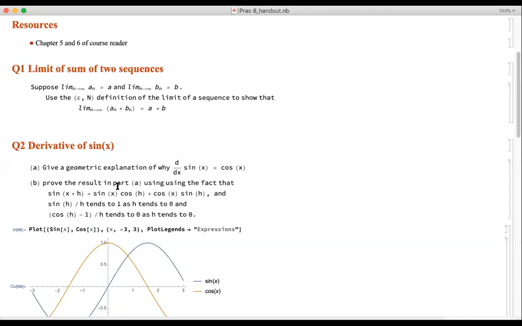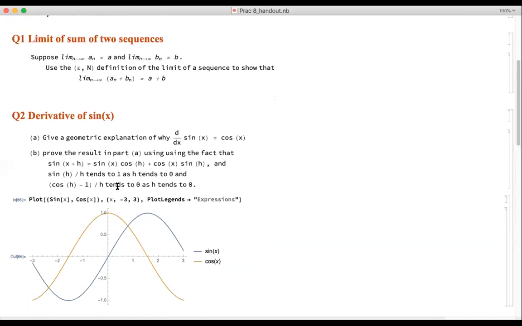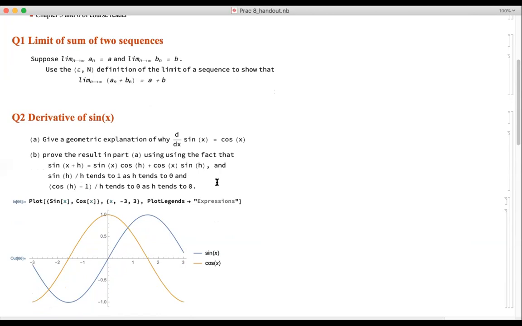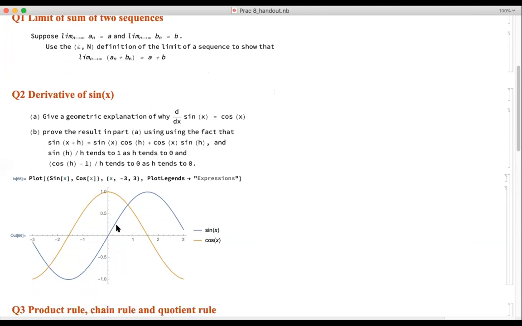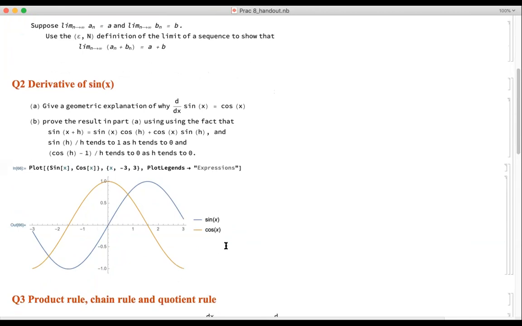Okay, let's do the second question. This is about the derivative of sin x. Give a geometric explanation of why the derivative of sin x is cos x. The first thing that you could do is have a visual plot of sin x and cos x. And then how would you find the derivative of sin x at a given point? So in general, how do you find derivatives?